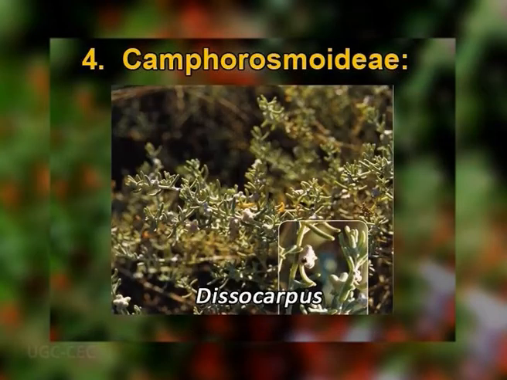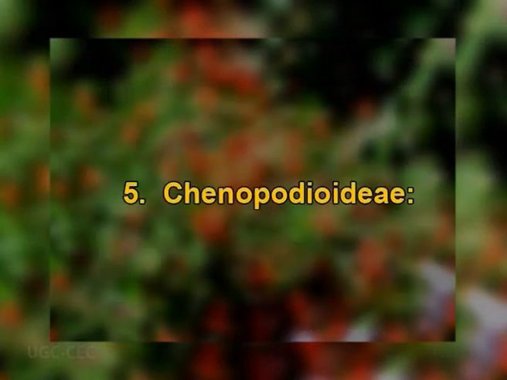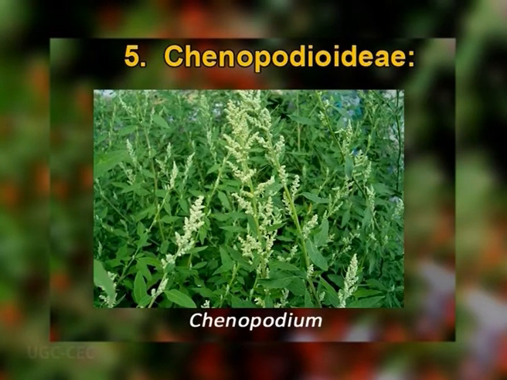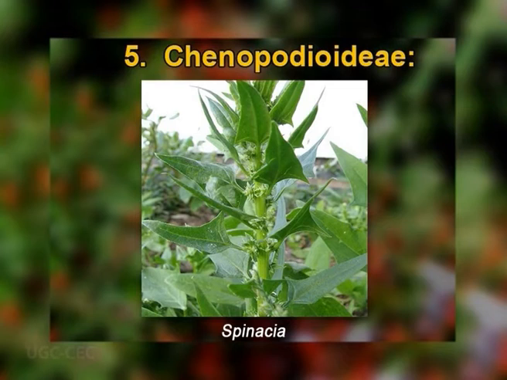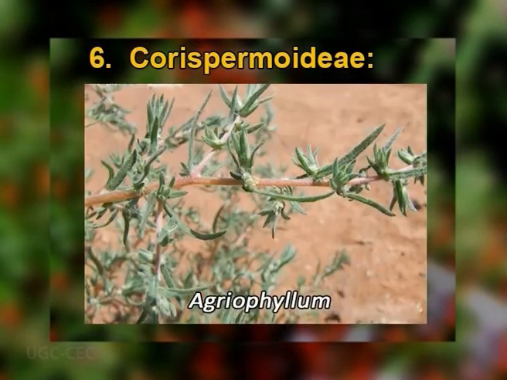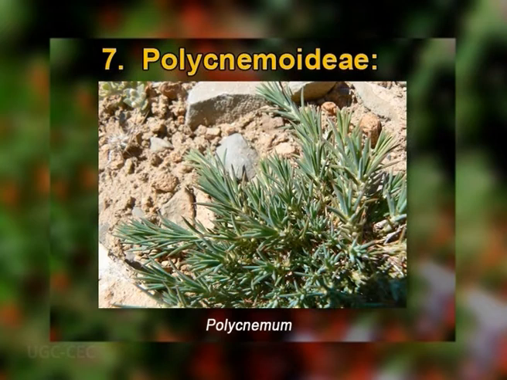The fourth subfamily is Camphorosmoideae. The examples are Bassia, Dysphania and Camphorosma. The fifth subfamily is Chenopodioideae. Examples are Atriplex, Chenopodium, Spinacia, etc. The sixth subfamily is Corispermoideae. It is exemplified by genera like Corispermum and Agriophyllum. The seventh subfamily is Polycnemoideae. The examples are Hemichroa, Nitrophila, and Polycnemum.